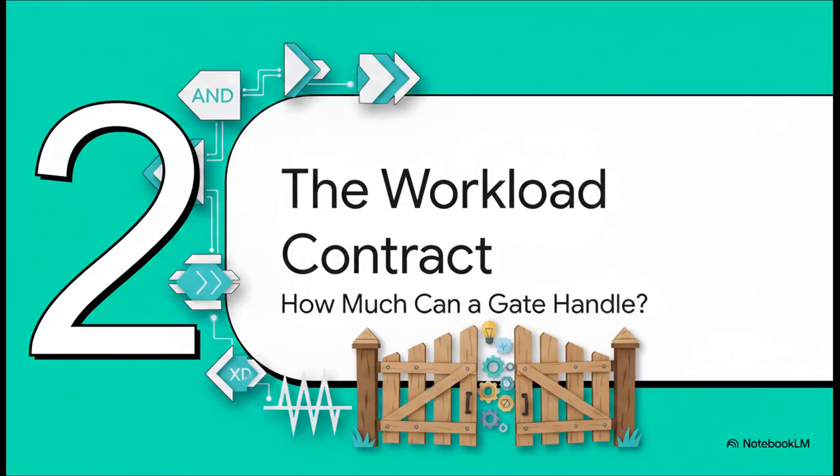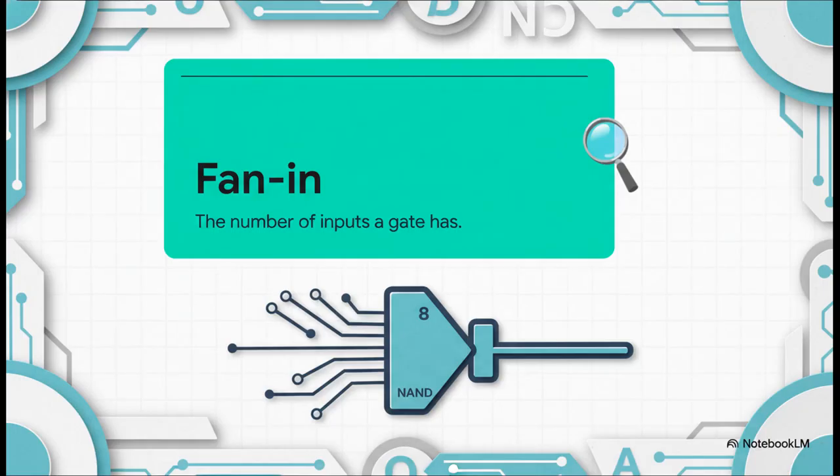Okay, so we've got the language down. Every component knows what a high and a low is supposed to look like. But now we have to talk about workload. Just how much can one of these gates actually do? First, let's get a quick term out of the way, fan-in. It's super simple. It's just the number of inputs a gate has. So this 8-input NAND gate you see here, it has a fan-in of 8. It's just how many different signals it can pay attention to at the same time.